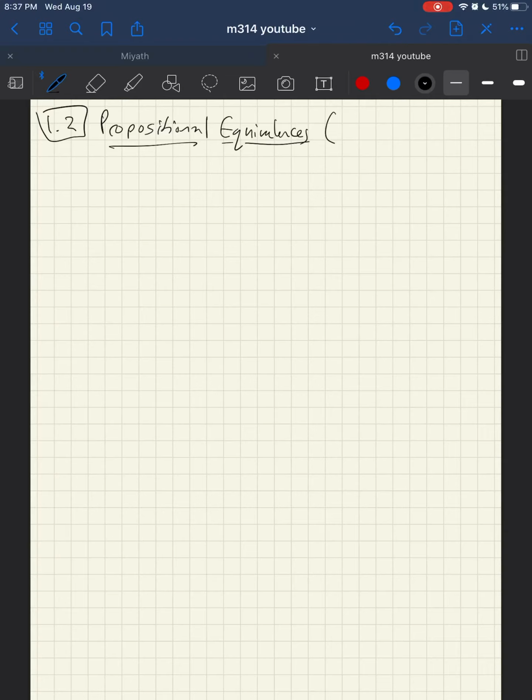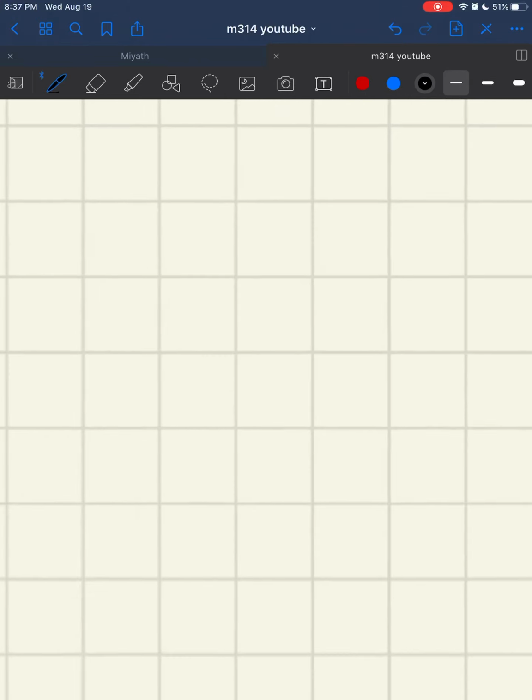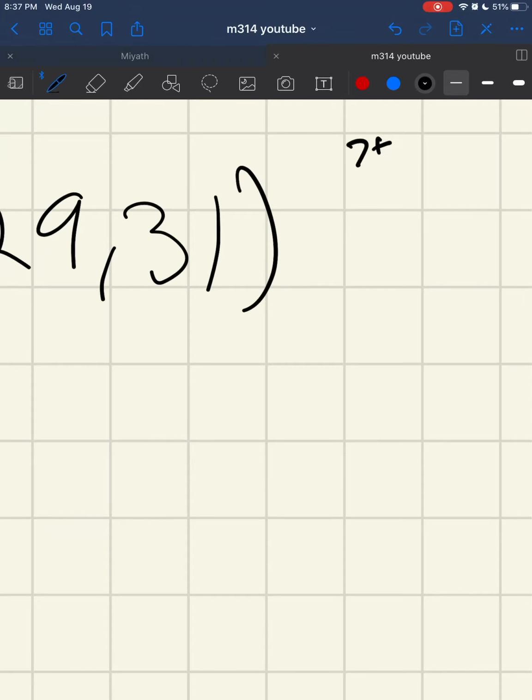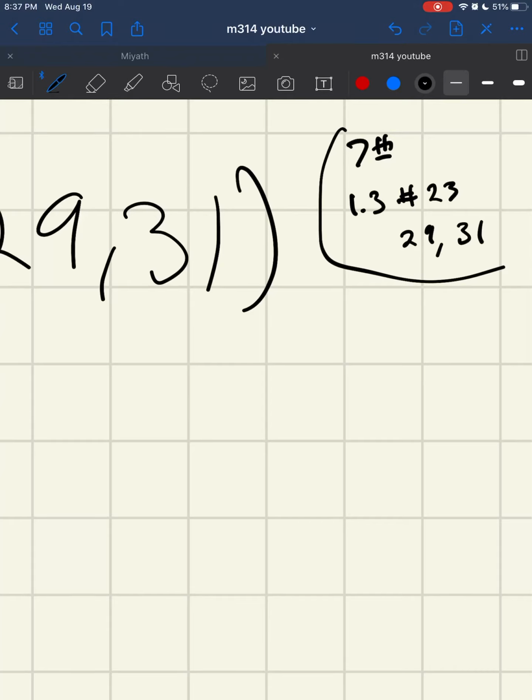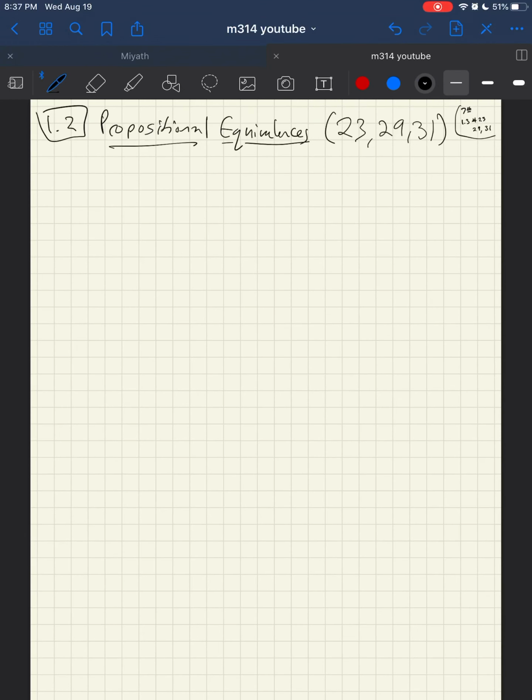So your suggested exercises are going to be 23, 29, and 31, regardless of whether you're doing a 6th or 7th edition book. This is section 1.2 in the 6th edition, but if you're in the 7th edition, this is actually going to be section 1.3, same problem numbers though, 23, 29, and 31. If you're in the 6th edition, which is the book that most of you should have, it's going to be section 1.2.